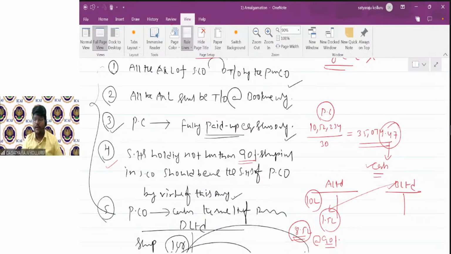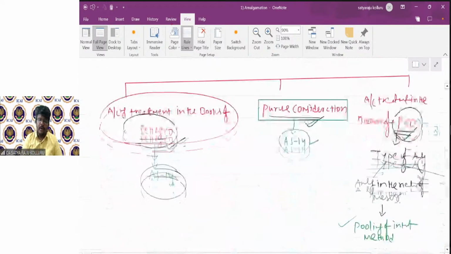Net amount of the share capital means after deducting the investments made by the purchasing company in the selling company before amalgamation. So these 2 points were intentionally not discussed in yesterday's session; I'm just covering them at the time of revision. Hope you understand. Now come down.